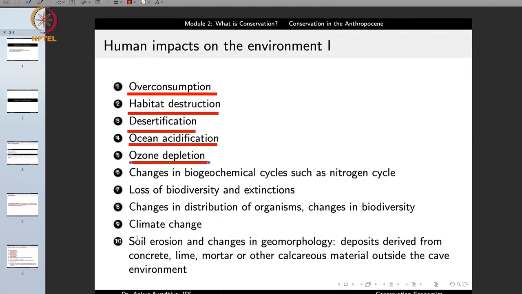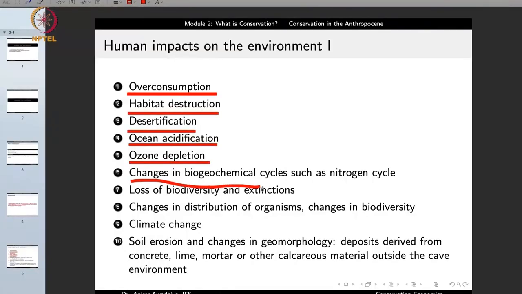Now remember that most of these things did not occur before the impacts of humans were felt, because things like chlorofluorocarbons do not occur naturally on the Earth. This is a completely man-made chemical, and we have produced this chemical at such a vast scale that it has led to ozone depletion.